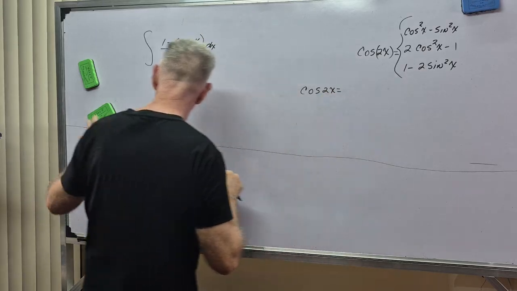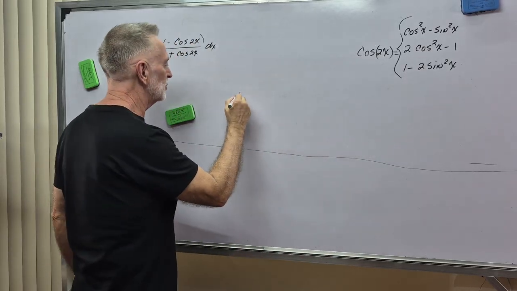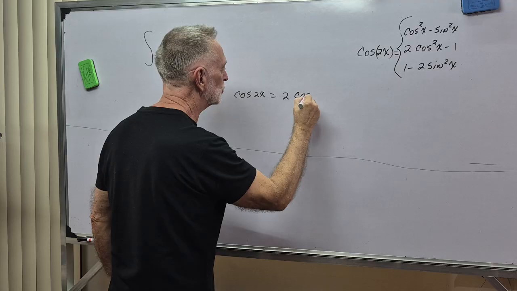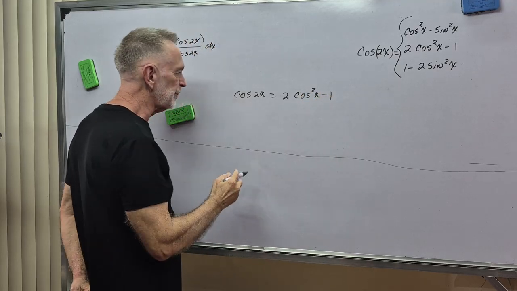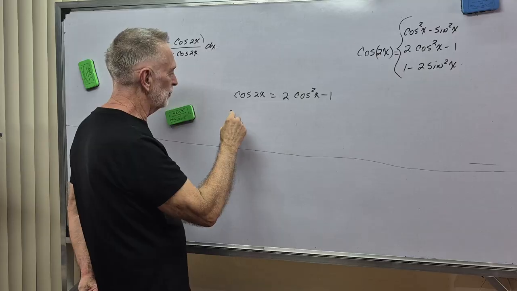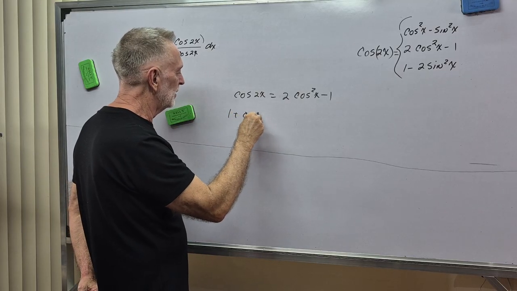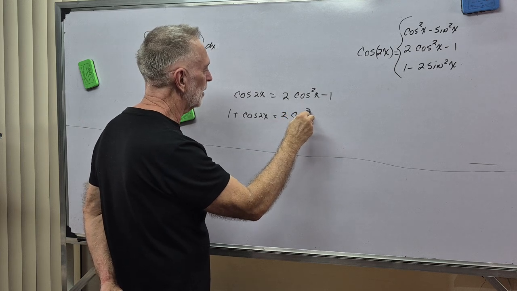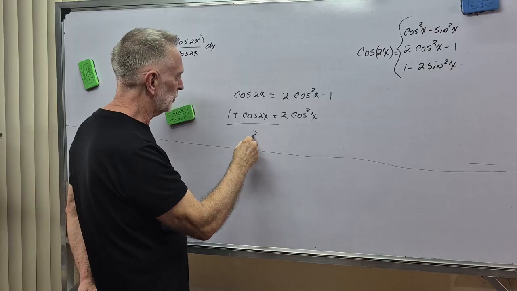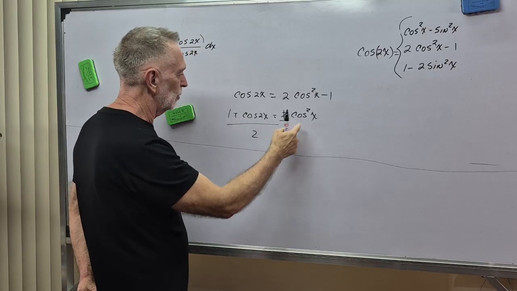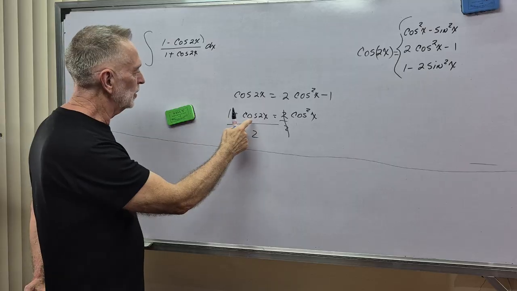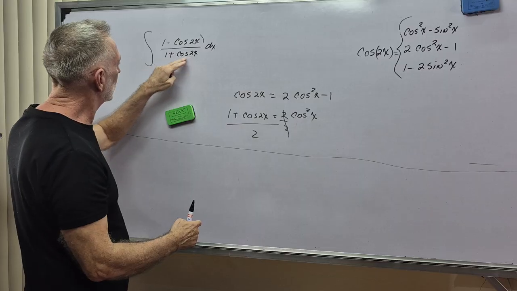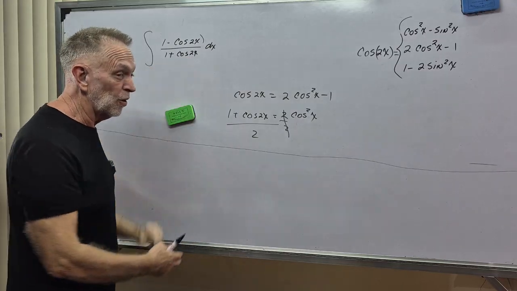But for example, cosine 2x equals what? Well, let me scoot over. Cosine 2x equals 2 cosine squared x minus 1. So if I add 1 to both sides, 1 plus cosine 2x equals 2 cosine squared x. So I'll divide both sides by 2. Cosine squared x equals 1 plus cosine 2x over 2. Oh, 1 plus cosine 2x, it's just not over 2.